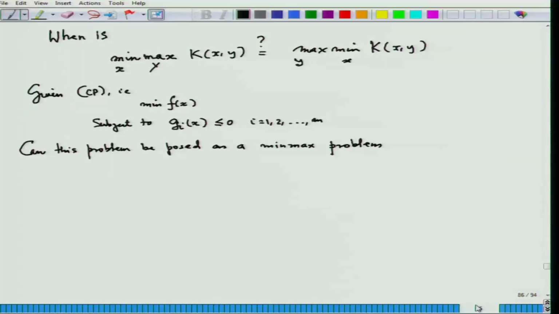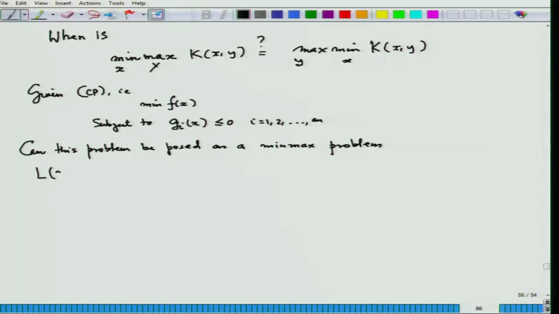So, if I give you this particular problem and ask whether you can pose it as a min max problem, your first question would be, how do I pose it as a min max problem? I just have one variable x here, and where is my K(x, y)? Then you think a bit, and there is something. Let me write it like this: L(x, y) as f(x) plus y_1... So from this problem I am creating a function of two variables.